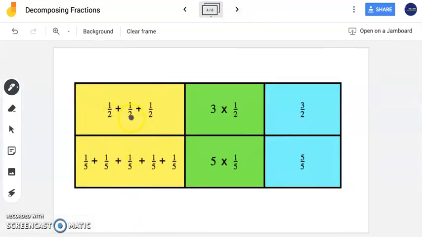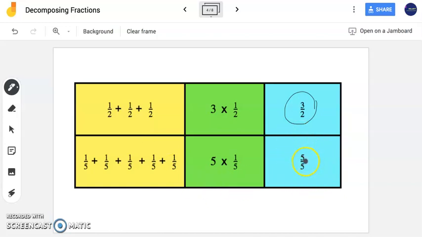Now, here I have 1/2 plus 1/2 plus 1/2. Now, notice I represented this in two different ways. Here I have 3 times 1/2, and I discovered that 1/2 plus 1/2 plus 1/2, well, I see the number 1/2 3 times. So 3 times 1/2 is also another way to represent this expression. And now when we choose to multiply 3 times 1/2, or if we choose to do 1/2 plus 1/2 plus 1/2, it all gives me 3 halves. So, using multiplication or using addition are two different ways to decompose 3/2.